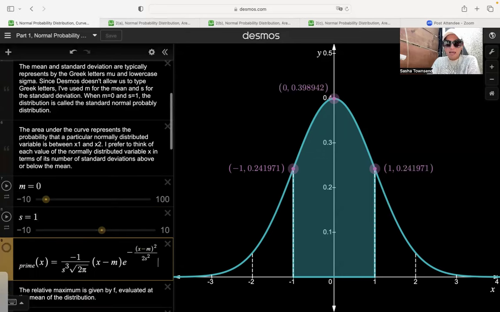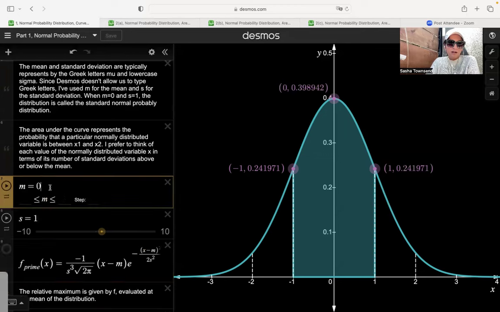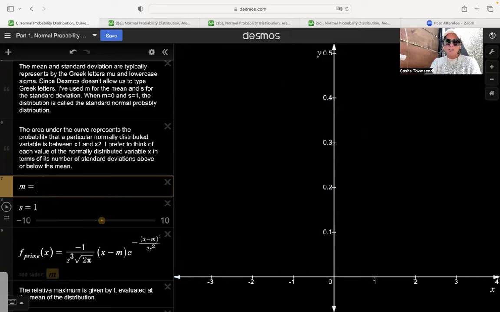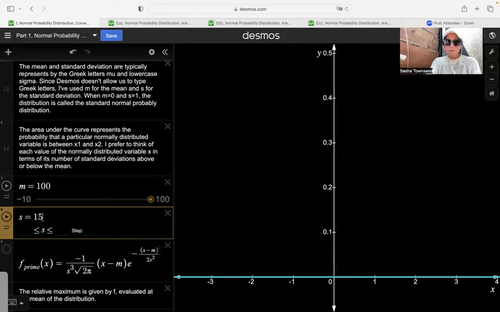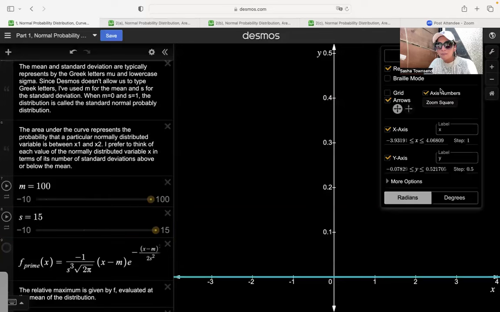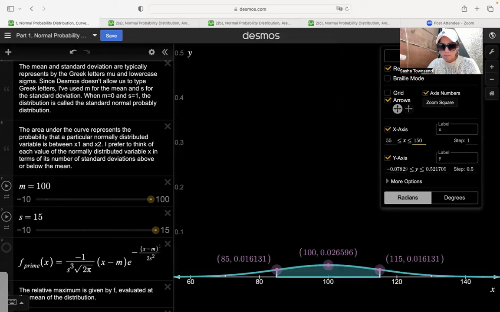But we could change the mean and we could change the standard deviation. One variable that is normally distributed is IQ. So we could change the mean to 100 and the standard deviation is approximately 15. Now we can't even see the graph, but if we wanted to, we could do that. Let's go to, we want our x values to be between, let's say 55 and 150. And then we want our y values to go up to that value right there.